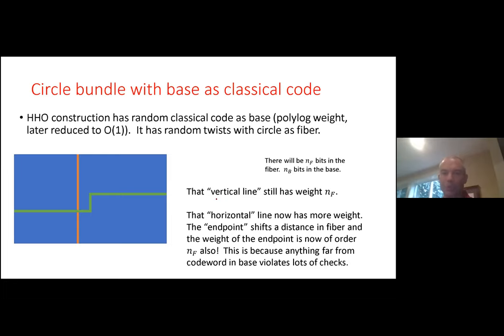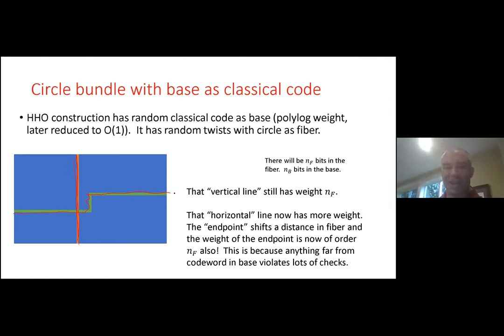So now what does this do to the distance? Intuitively, the following thing happens. Let's say N sub B and N sub F count the number of cells in the base and in the fiber. And so the number of cells in the product is going to be of order N_B times N_F. You still have some representative that's this vertical line that's still present. And so one of the distances is at most N_F. And you still have something that looks a bit like that case that you had in the case where the base was a circle. I mean, now this is a highly schematic picture.